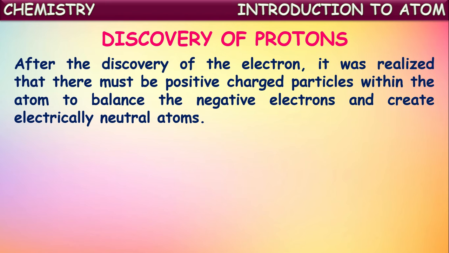As there are negatively charged particles inside the atom, there must be some positively charged particles also inside the atom to counterbalance the negative charge of these electrons, and hence the atoms will be electrically neutral. So, to maintain the electrical neutrality inside the atom, along with the electrons, there must be other particles with a certain positive charge. In this way, they realized that there must be positively charged particles inside the atom.